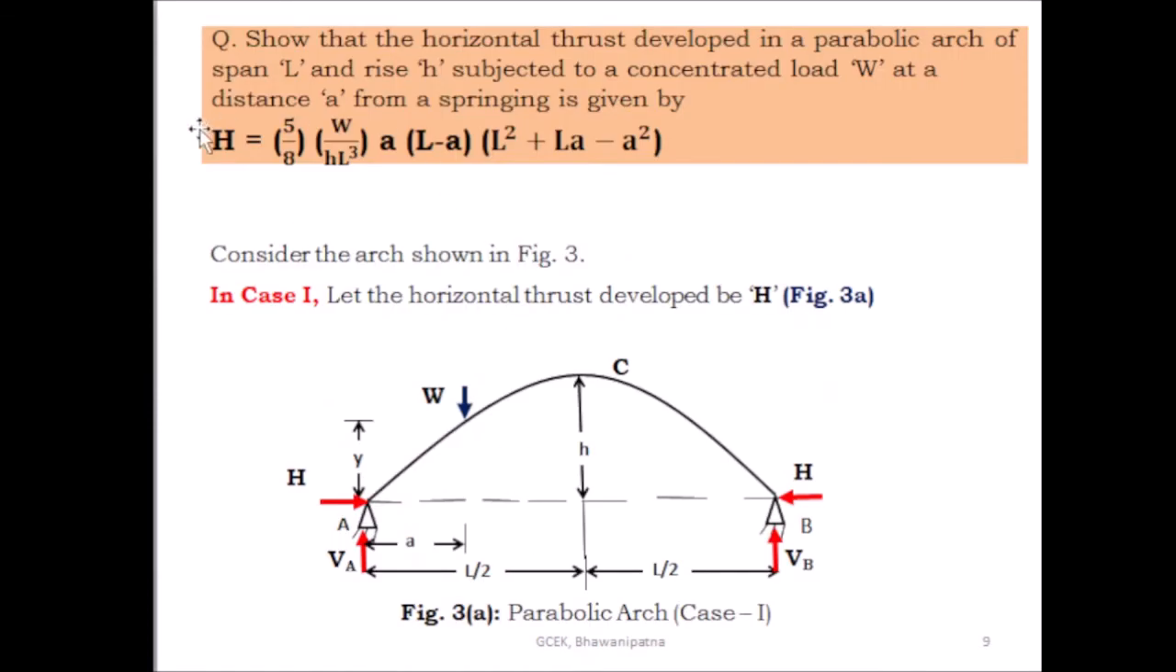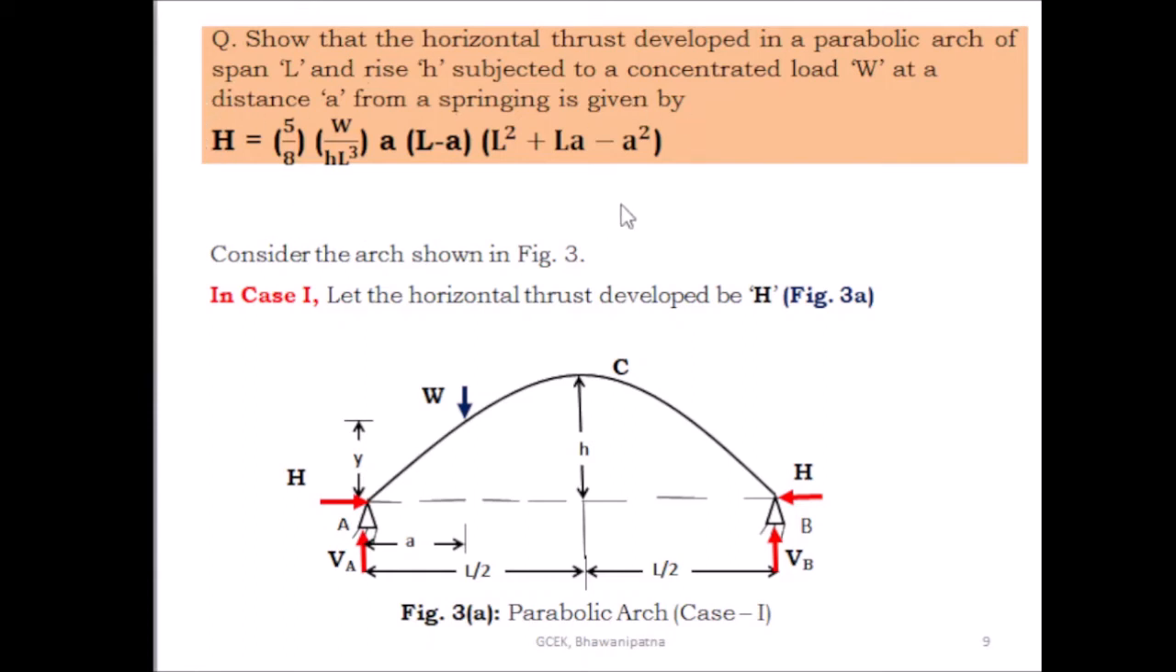Then coming to the second problem: prove that the horizontal thrust developed in a parabolic arch of span L and rise H, subjected to a concentrated load W at a distance A from the springing, is given by H is equal to 5 by 8 W by HL cube into A into (L minus A) times (L square plus LA minus A square). So you have to prove this one. This is the expression of the horizontal thrust when the concentrated load is present at a distance A from the support A.